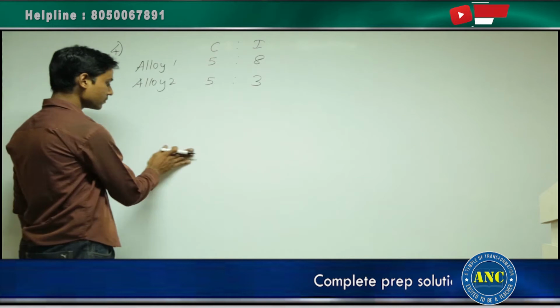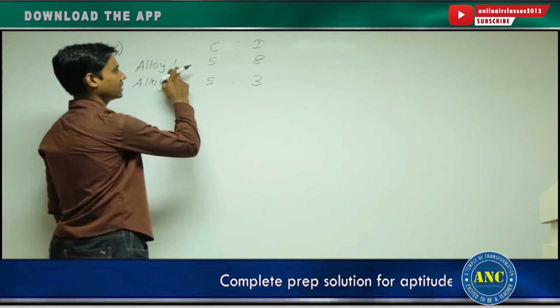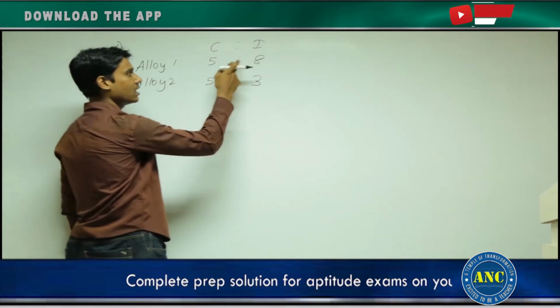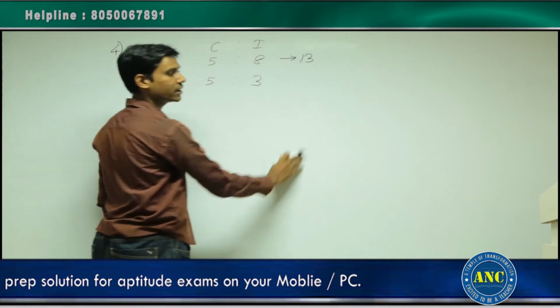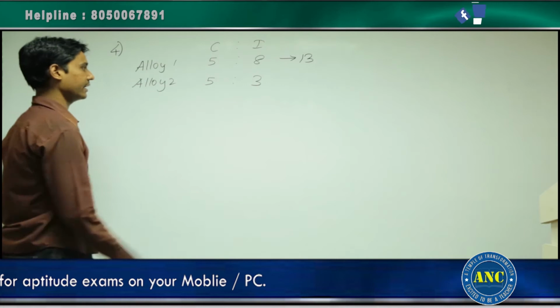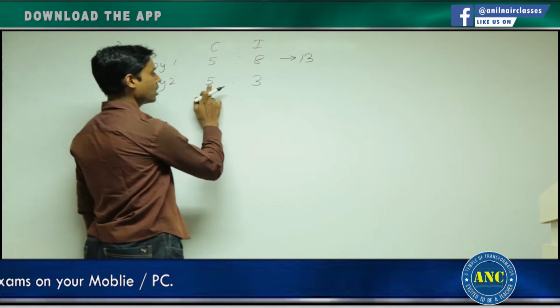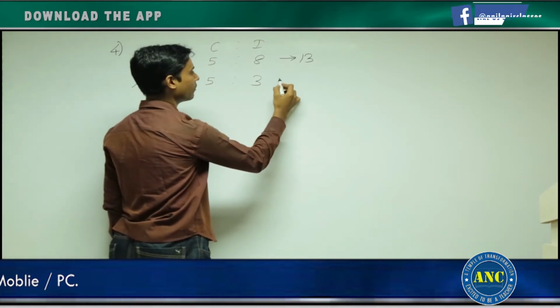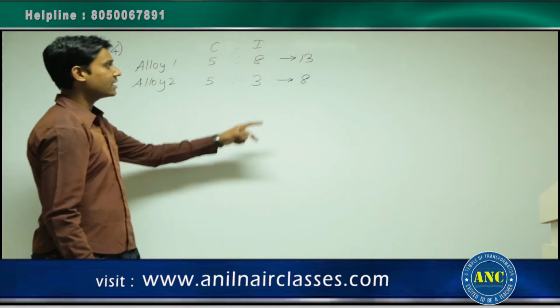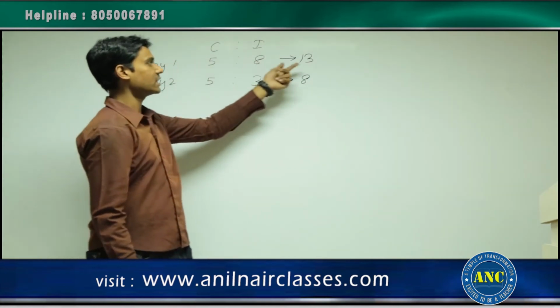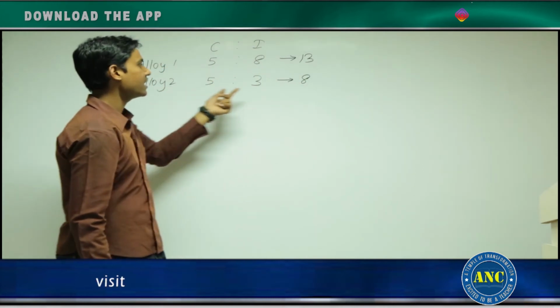See here. First of all, alloy 1 contains 5 units of copper, 8 units of iron. Total it is 5 plus 8, 13 units are present in alloy 1. Similarly, alloy 2 is consisting of 5 units of copper, 3 units of iron. Total it is 5 plus 3, 8 units. Alloy 1 is containing 13 units. Alloy 2 is containing 8 units.